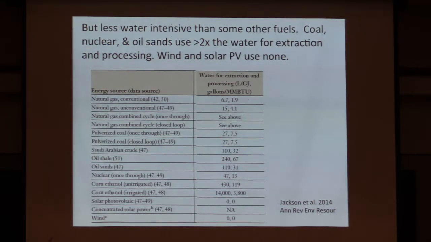And then concentrated solar can be fairly high too if you're using water to cool your mirrors out in the middle of the desert in Nevada or Arizona. All right, so yes, there's a lot of water use. A lot of other things we're already using require a lot of water as well, and we have options that are even better, like wind and solar PV.